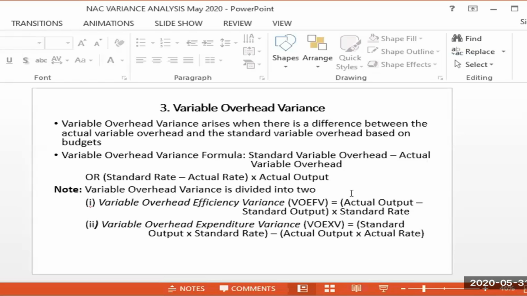to determine the variable costs that were actually utilized. Now, variable overhead variance is divided into two. We have the variable overhead efficiency variance, and then the variable overhead expenditure variance. Just like labor, we had efficiency and rate. So here the efficiency variance is given as actual output minus standard output times standard rate. Actual output minus standard output times actual rate. And then the variable overhead expenditure variance is given as standard output times standard rate minus actual output times actual rate. So determining these variances is not that hard.